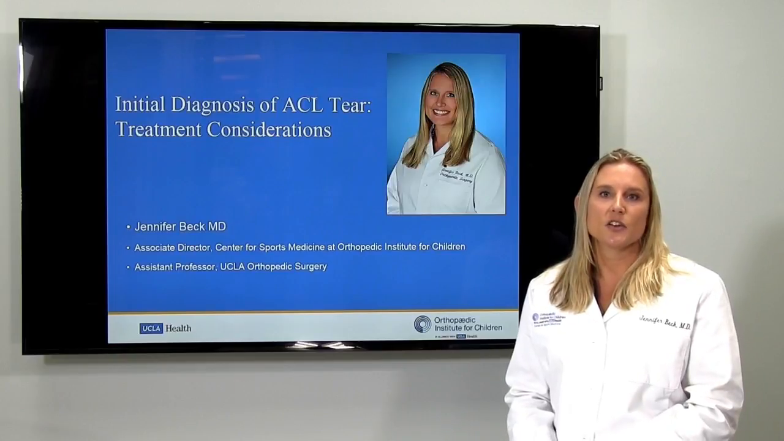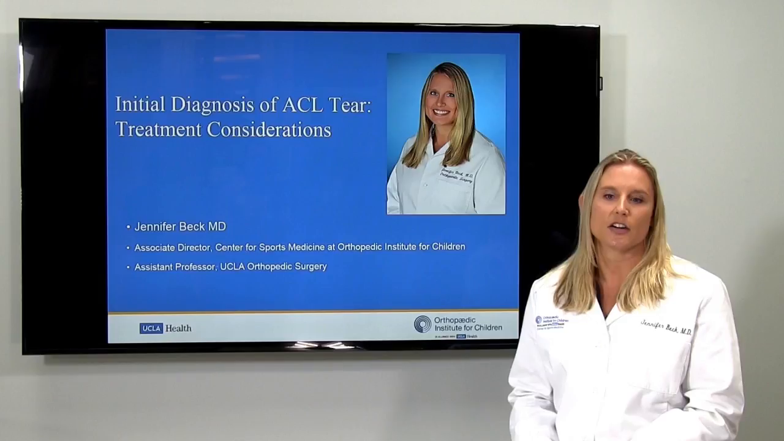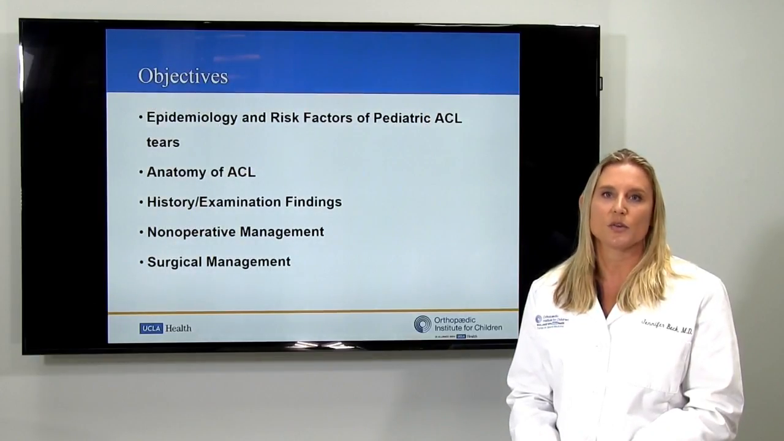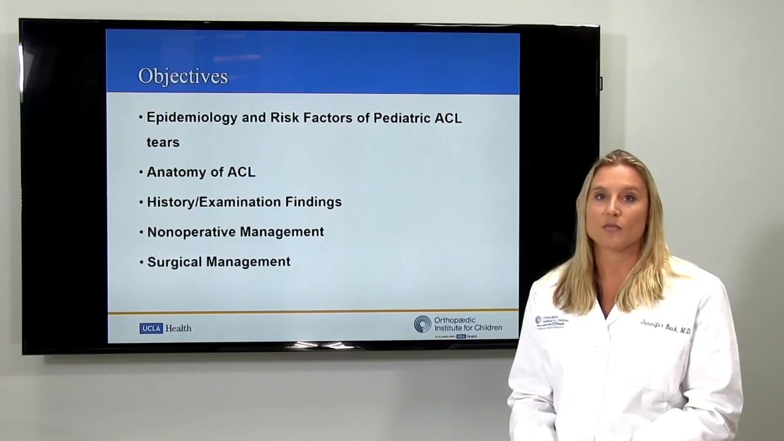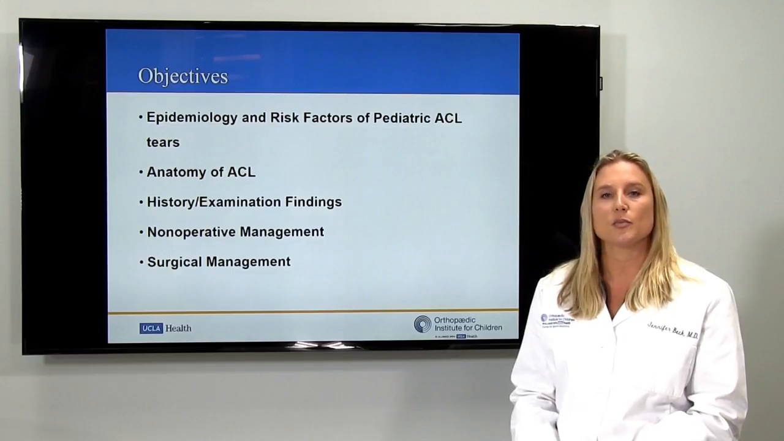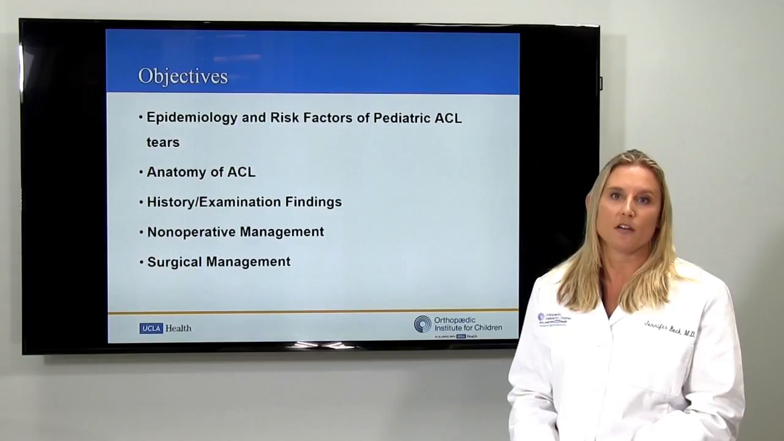So I'm going to start first of all talking about the initial diagnosis, what the ACL is, and some treatment considerations. A couple of objectives that we're going to go through as part of my talk here are the epidemiology and risk factors of ACL injuries, and the anatomy of the ACL and what it even is. We're going to go through a couple of history and physical exam findings, and then go briefly into the non-operative management as well as the much more common operative management of these injuries.